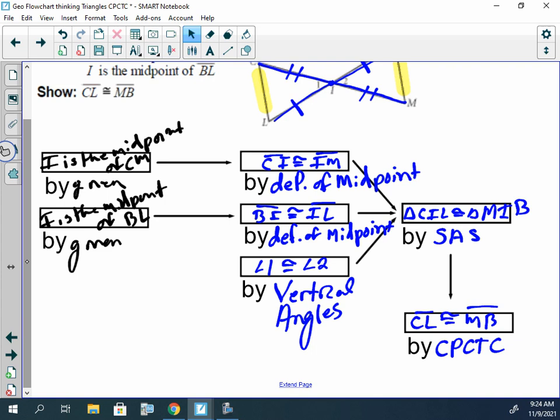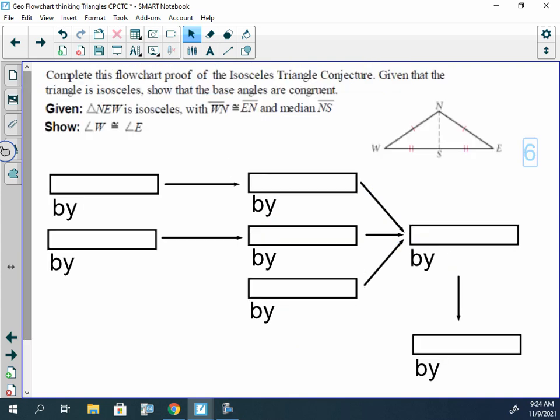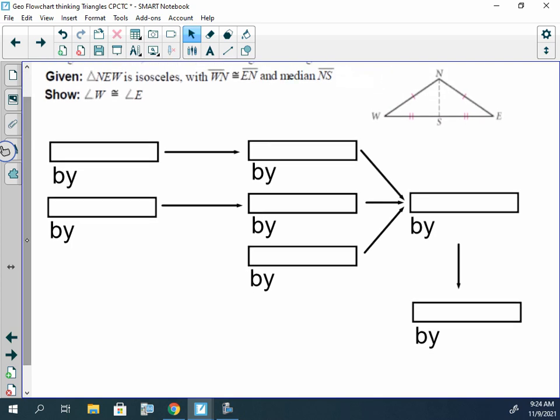Questions on this here? We ready for the next one? Take the flowchart proof of the isosceles triangle conjecture. Given that the triangle is isosceles, show that the base angles are congruent. So we want to show that angle W is congruent to angle E. Now we're given the triangle NEW is isosceles with WN congruent to EN and median NS.